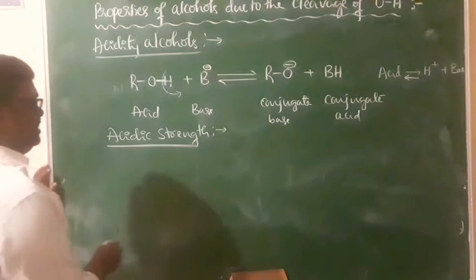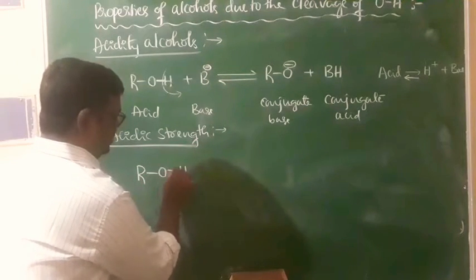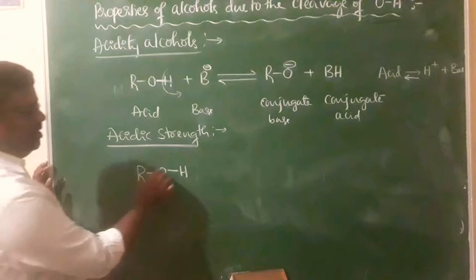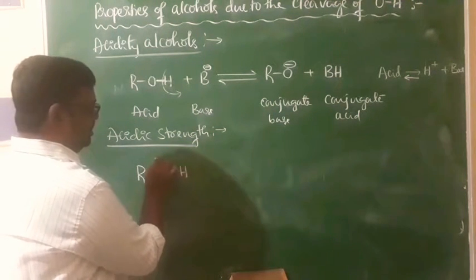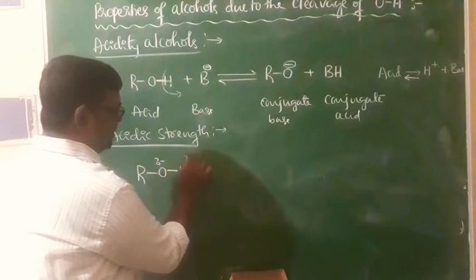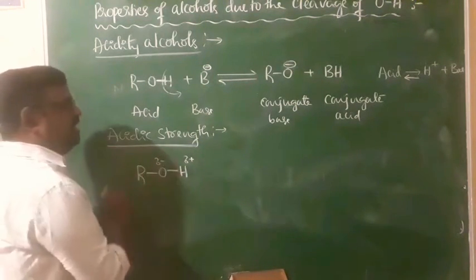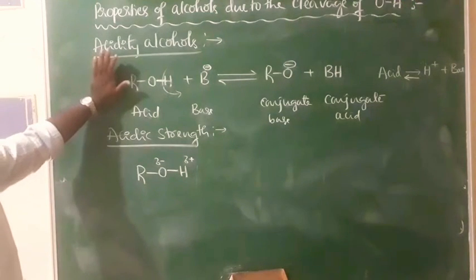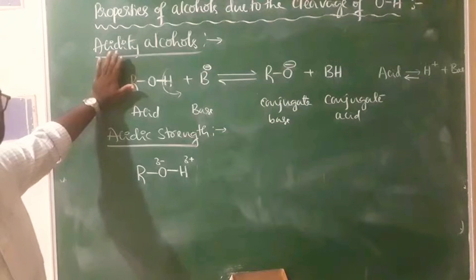And of course, as far as ROH is concerned, look at this. First of all, the OH bond is polar because oxygen is more electronegative than hydrogen. This is delta minus and this is delta plus. That is polar, and this polar nature is the main cause for the release of H plus ions by alcohol. And that is what we call the acidity of alcohols.